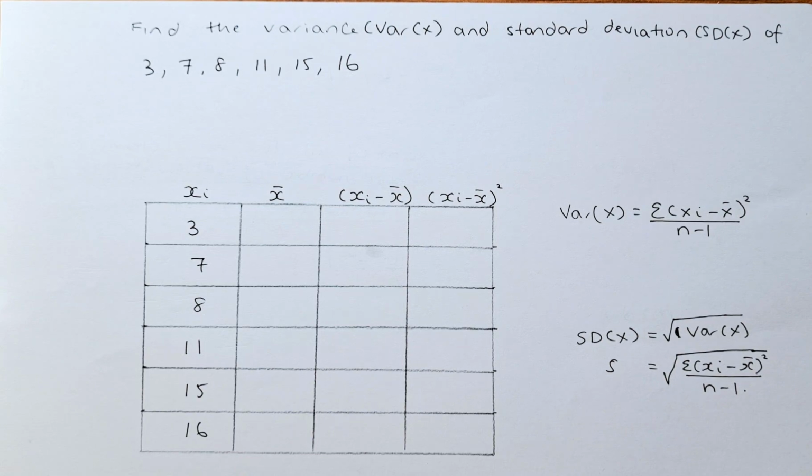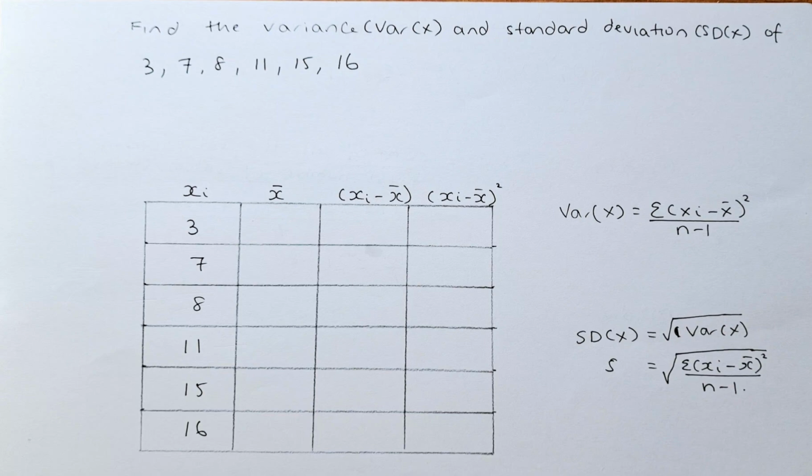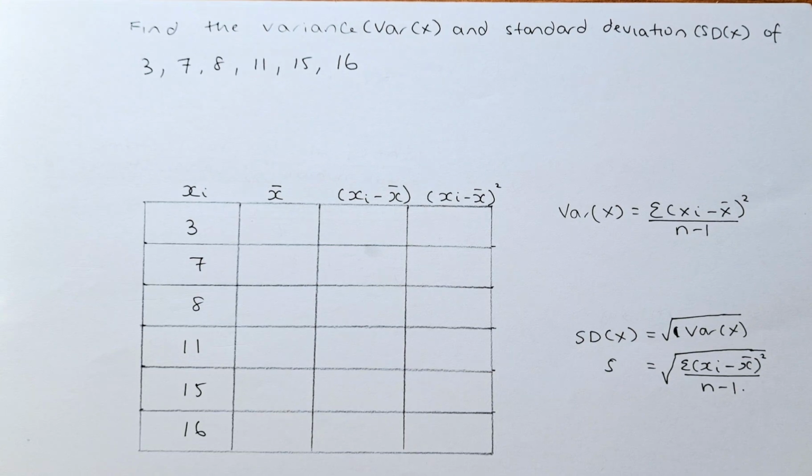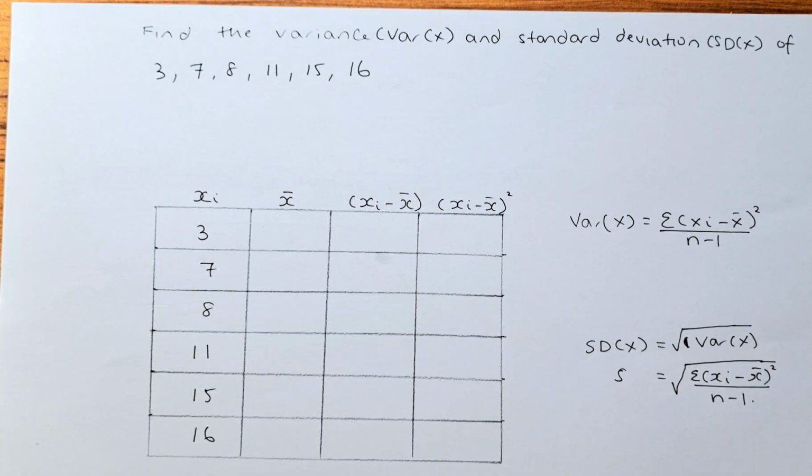Now we are going to calculate the standard deviation as well as the variance of a simple group of numbers. The numbers are 3, 7, 8, 11, 15 and 16. The formula to calculate standard deviation is given here: the square root of the sum of (xi minus x bar) squared, divided by n minus 1.